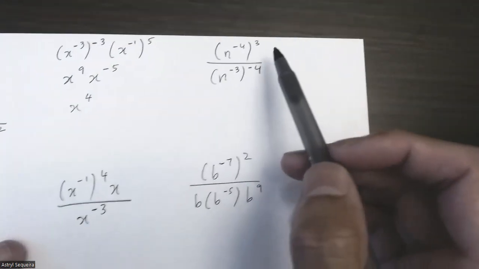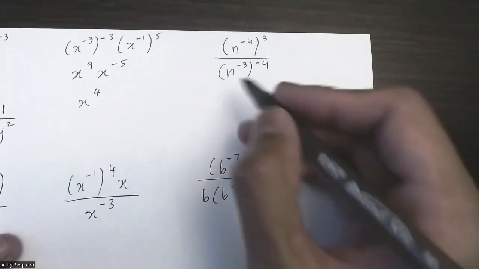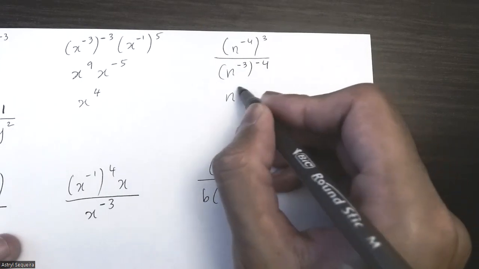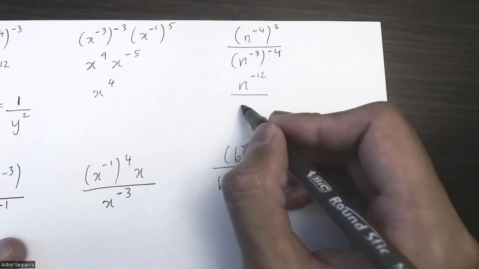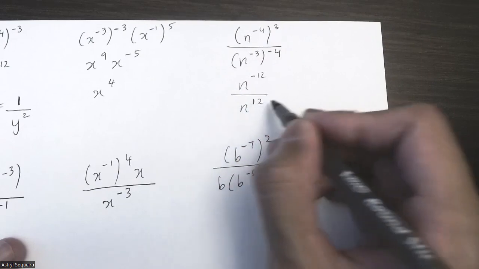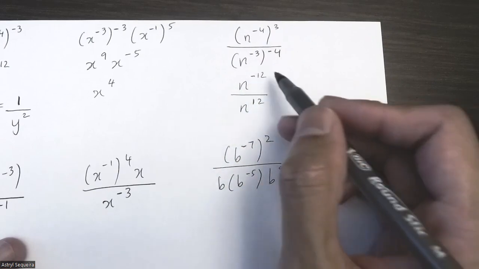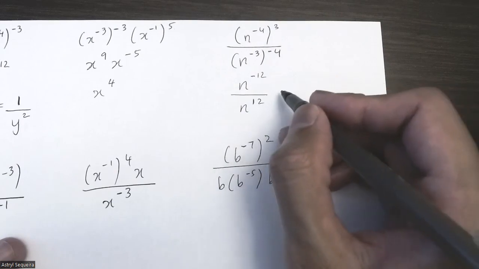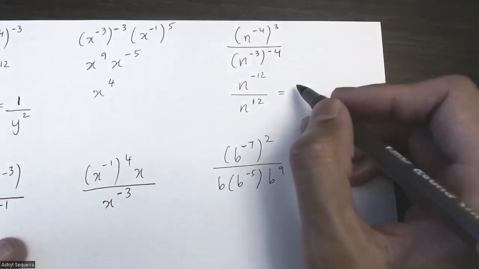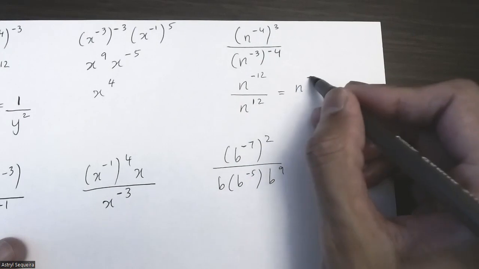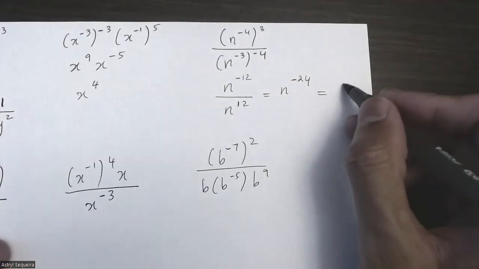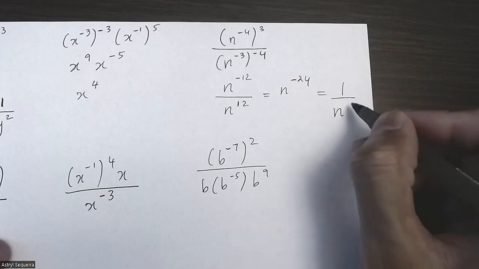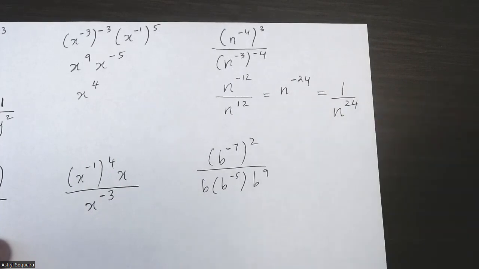Third one here, again, I'll do my exponents first. That's n to the negative 12. And this is n to the positive 12. And now I have division, so I want to subtract my exponents. So that's going to be negative 12 minus 12 is n to the negative 24. And then I just want to make my exponent positive. So my final solution is 1 over n to the power of 24.